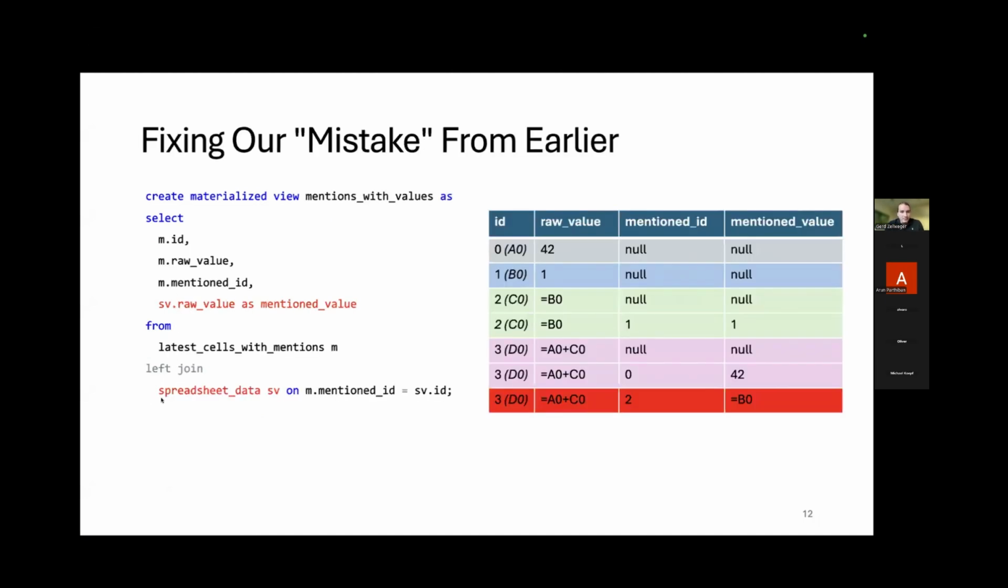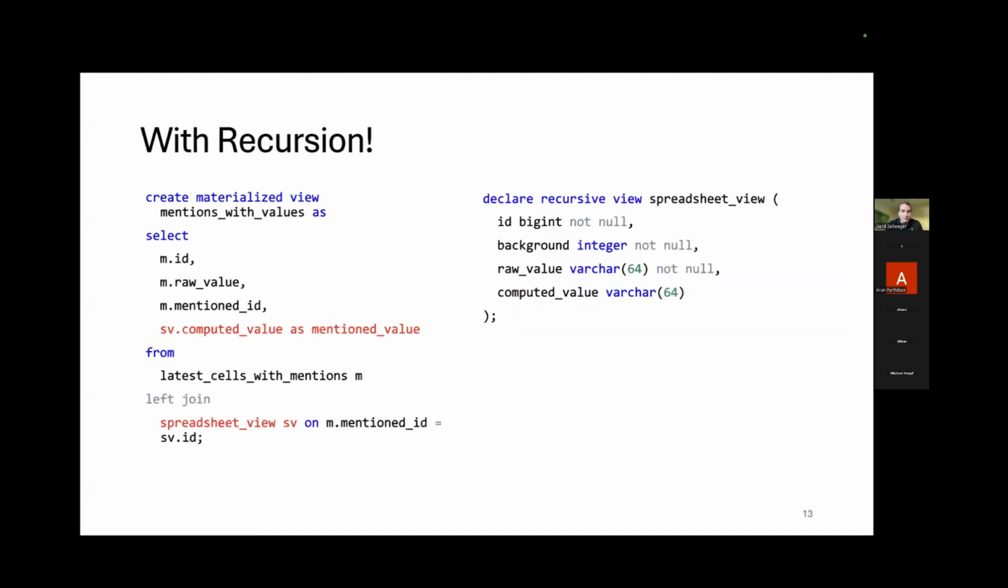So instead of what we did here, when we looked up those mentioned values from spreadsheet data, now what we're going to do is just look up these values from our final view, spreadsheet view, right? Because that one has the final values in it, and that's how we can find out what B0 really points to.